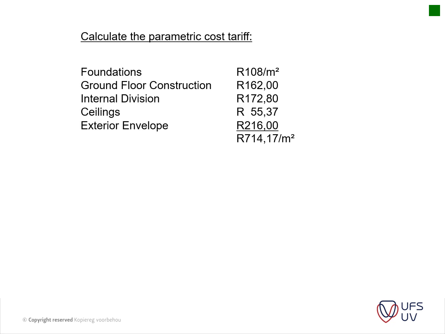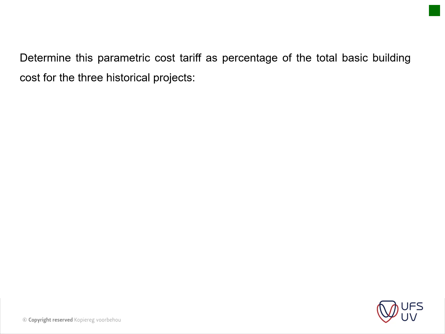Okay, so what you basically do is you add all of those items from table 2 together to get to a total rand per square meter rate. Okay, so you take that rate, and then the next step would be to calculate what percentage it is of a total project. So to determine this parametric tariff as a percentage of the total building cost for the three historical projects.